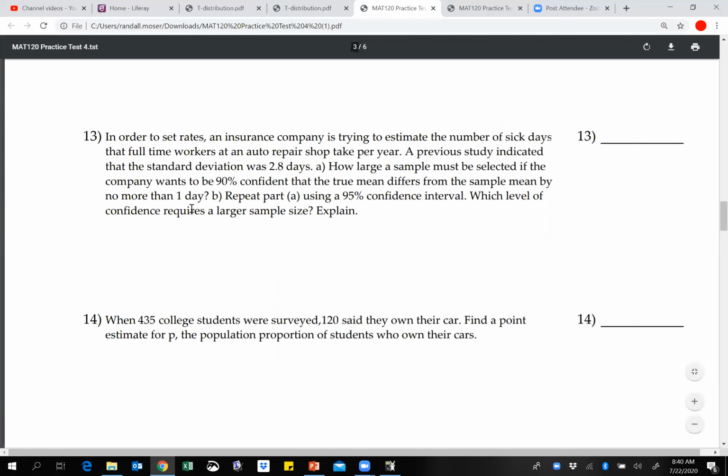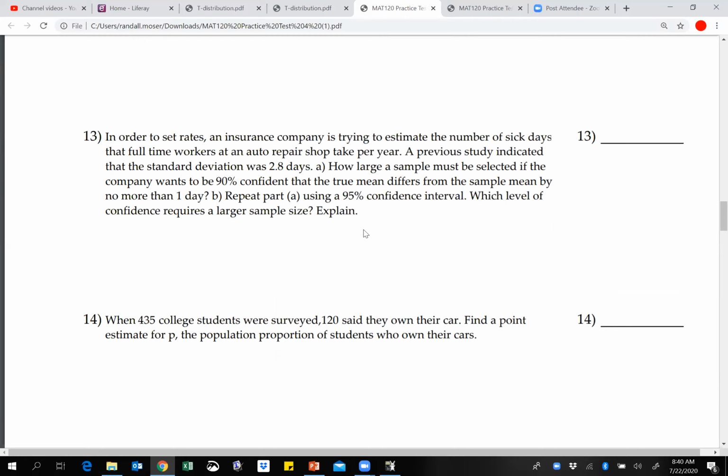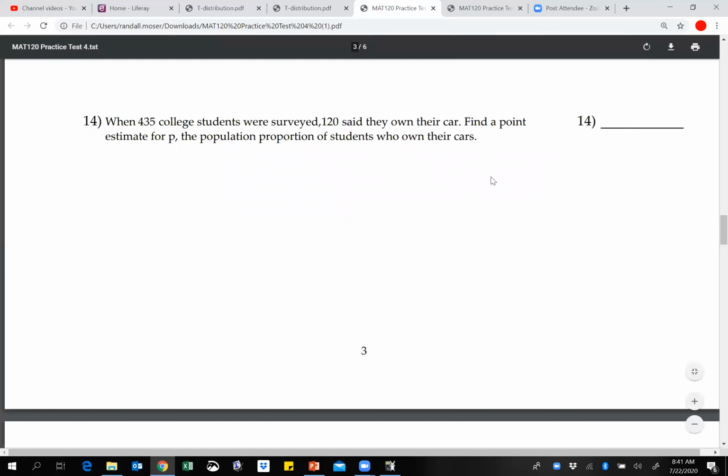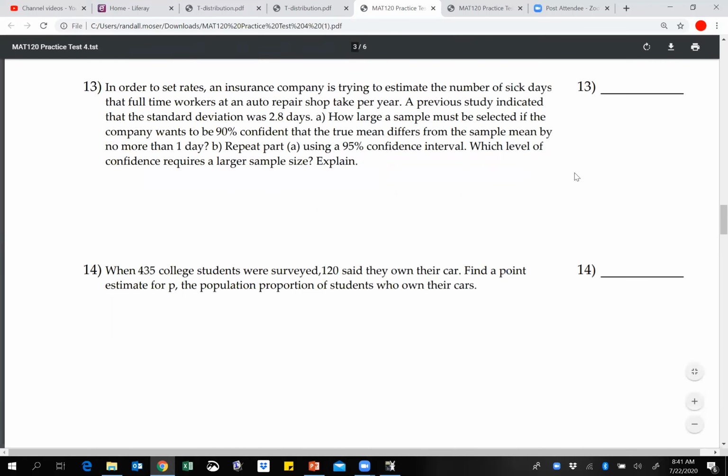Would anybody like to see maybe part A of 13? Everybody good with this? Any questions on 13? No. Okay. So we always round up in that one, right? Yes, for n, n must always be rounded up.